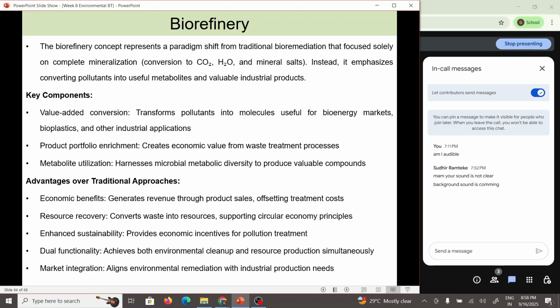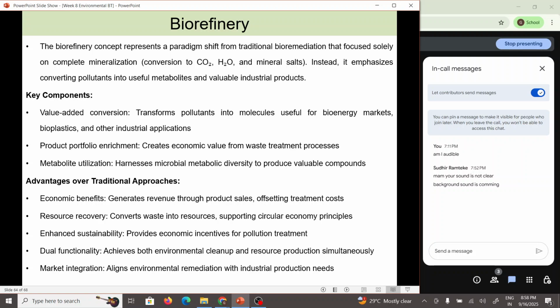So the advantages of biorefining process in comparison to conventional process is that it gives us economic benefits. Since we are generally in waste remediation, we invest money to degrade the waste, but when we are going to get some products out of it, we are going to get an economic gain as well. It's not about just putting in lots of money.